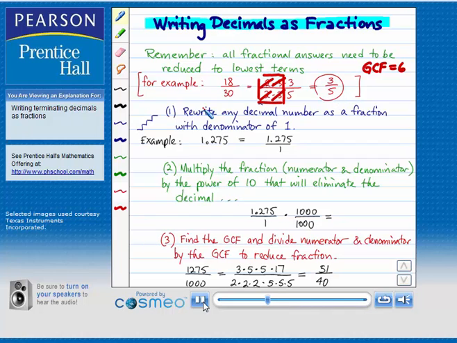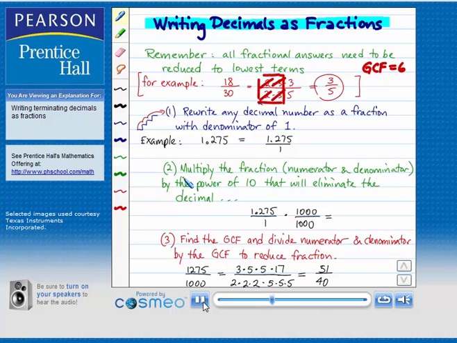So the steps that we want to follow, here they are. I want to first rewrite any decimal number as a fraction that has a denominator of 1. Obviously, 1.275 divided by 1 is equivalent to 1.275. So giving a decimal a denominator of 1 doesn't change the value of the number, it just changes its appearance or form. So first step, 1.275 is our example. We're going to give it a denominator of 1.